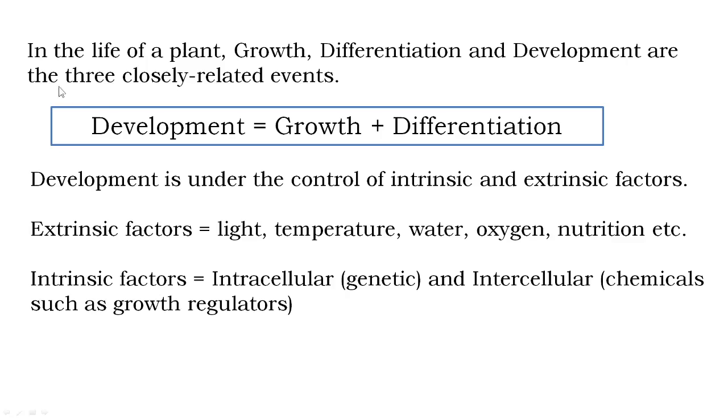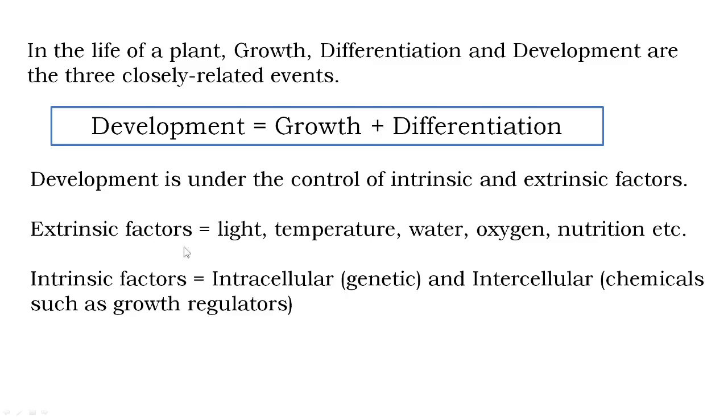So there are two factors which control the development of plant. Plant growth and differentiation are controlled by two factors. So the development is under the control of two factors, intrinsic factors and extrinsic factors. Intrinsic means internal factors, and the others are extrinsic factors, or external factors.